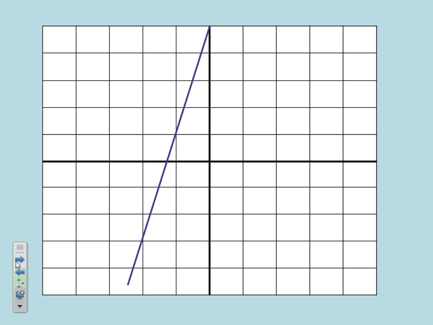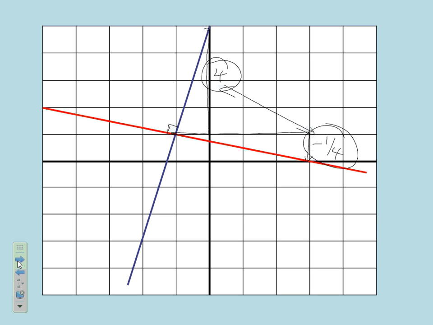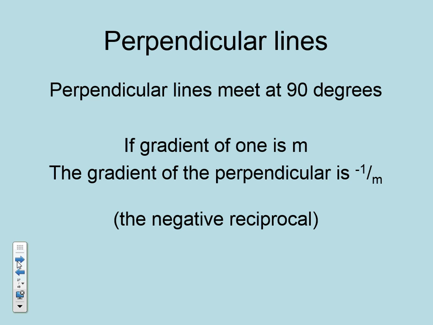This one here, that's a horrible gradient, isn't it? Well, let's pick that point there and that one there. Seems to be going 1 along and 1, 2, 3, 4 up. That one there's got a gradient of 4. Think it's going to be negative something? Well, it's going down, isn't it? In 90 degrees, 1, 2, 3. It's going 4 along and 1 down. So that's minus a quarter. 4 goes to minus a quarter.